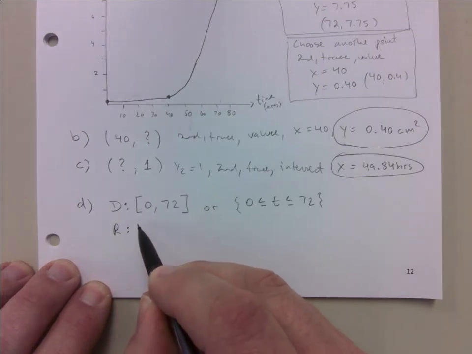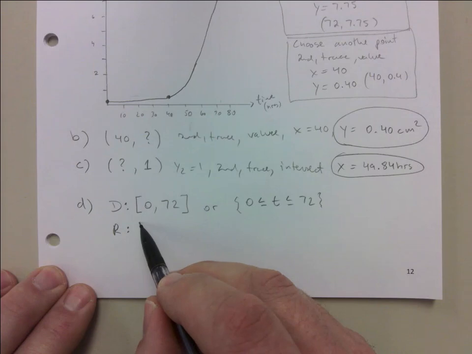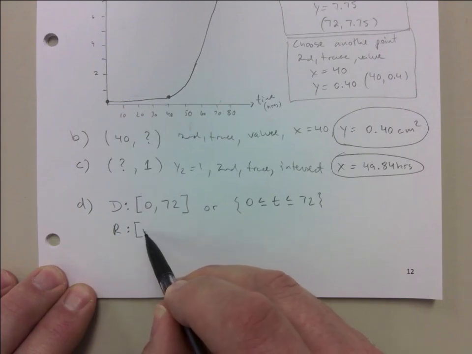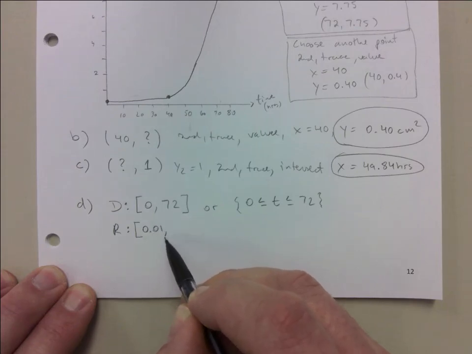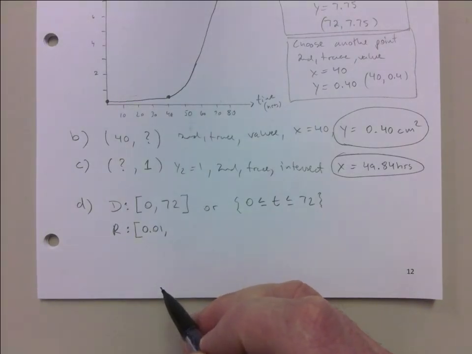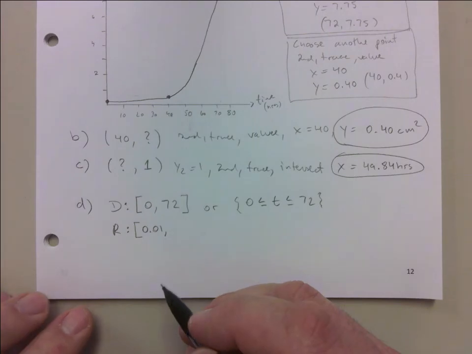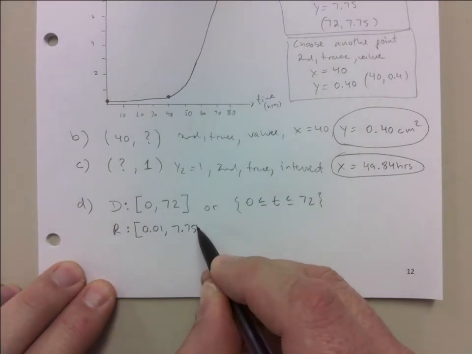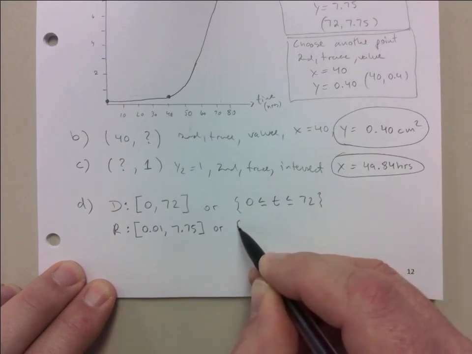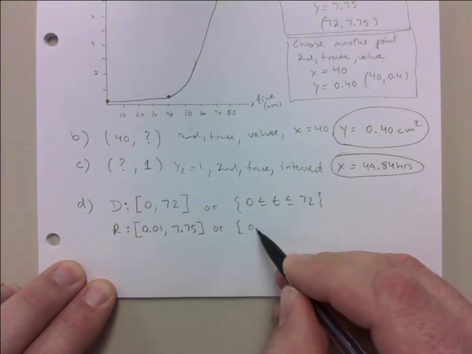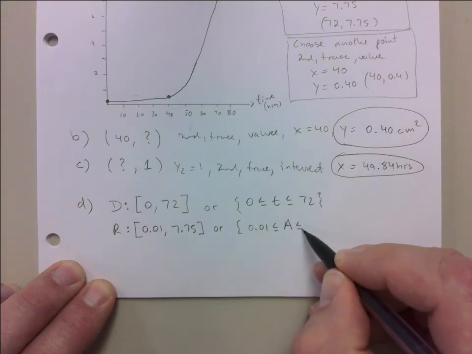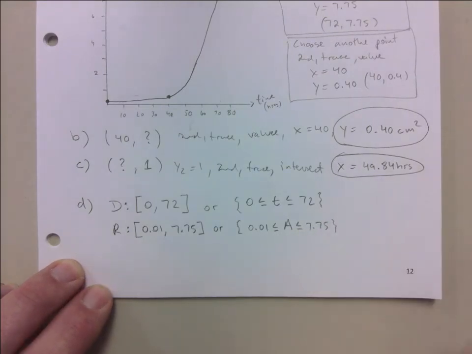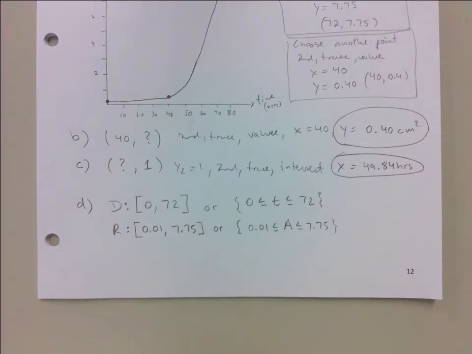For my range, what's the smallest area to be considered here? It's at the y-intercept, 0.01, all the way up to, what's the greatest area that I'm covering here? 7.75. Or, if you want to do set notation, you got to use A in this case, capital A. That's how you come up with your domain and range.